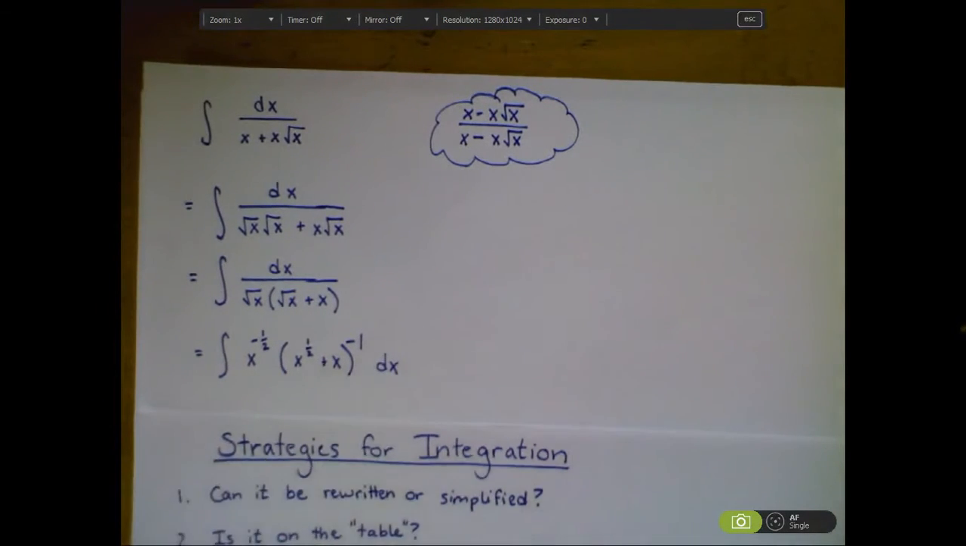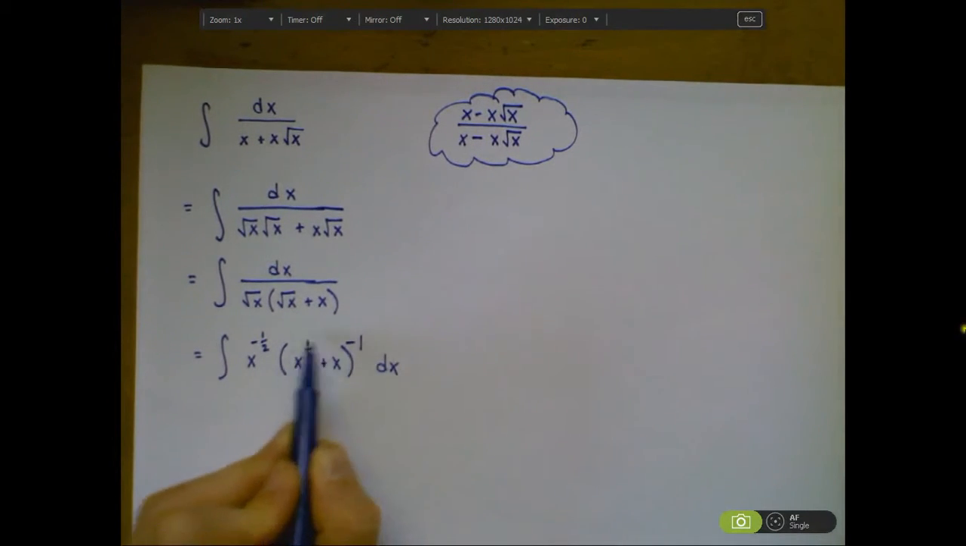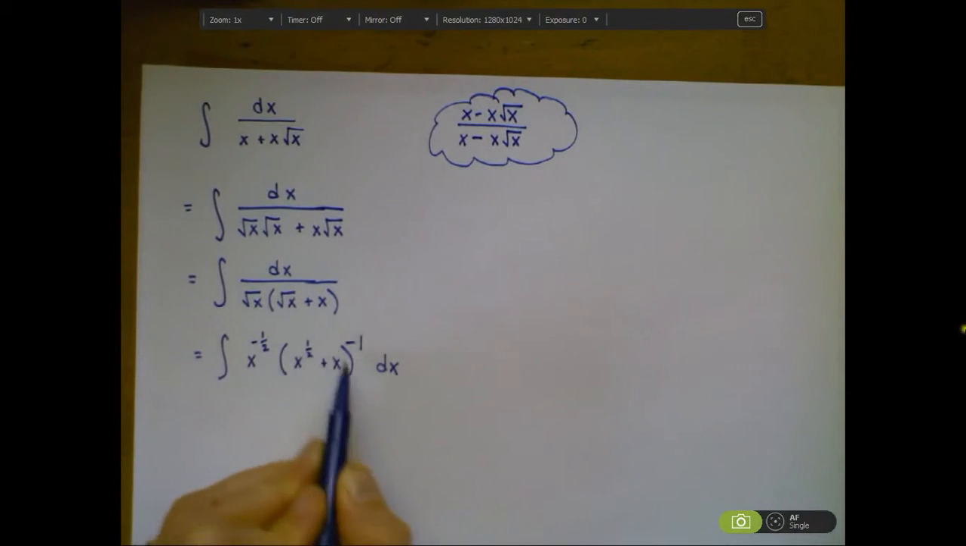And this is where it makes sense to look for a u substitution. It's looking a little more like there is some sort of composition of function idea going on.